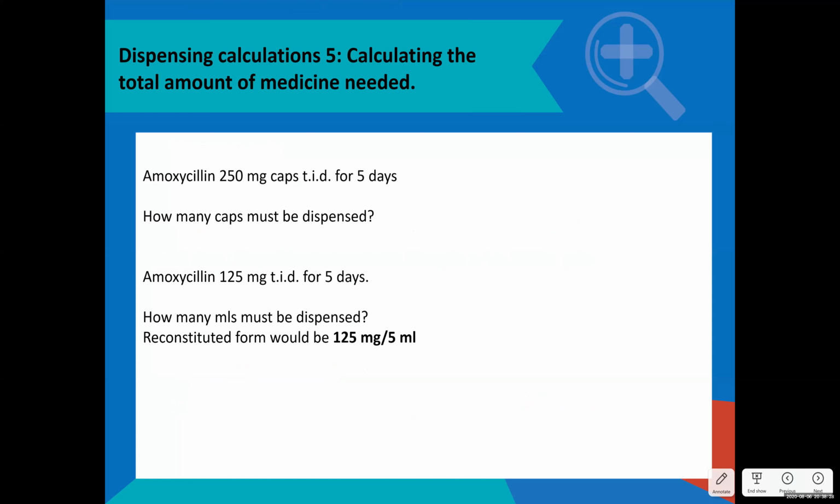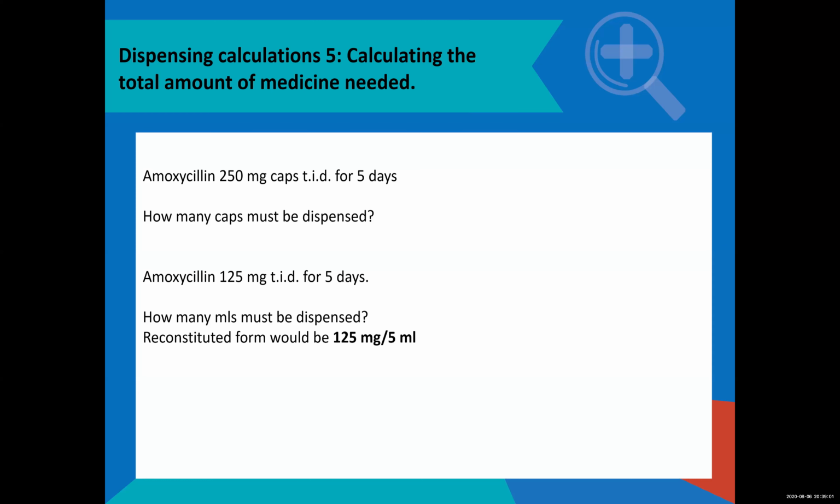Okay, so here's calculation number 5. Calculating the amount of medicine needed, right? This one is important when you dispense, because if you cannot calculate the amount of medicine needed, you're either going to give too much drugs to your patients and they will end up abusing the drugs, or the medicines will get finished before their next appointment, and then they default, and then you have problems, right? So let's look at the first one.